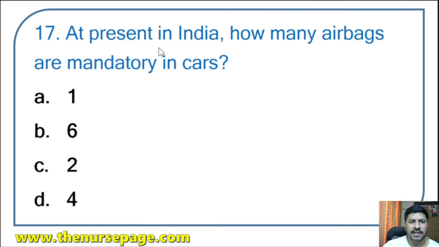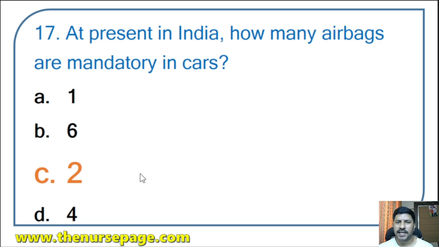17th question. At present in India, how many airbags are mandatory in cars? 1, 6, 2, 4. Correct answer is 2 airbags should be there in cars. Now, the Government of India is planning to put 6 airbags, but the law is not yet implemented. The planning has started. Currently, 2 airbags should be there in each car.